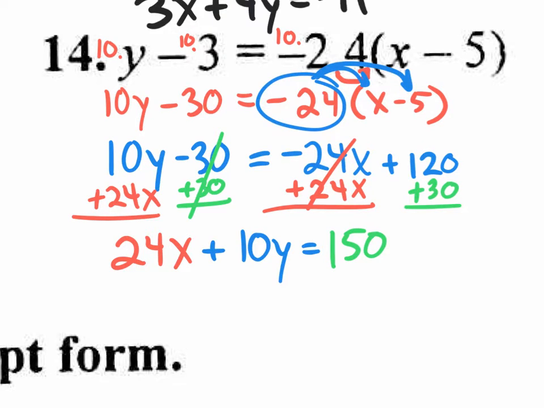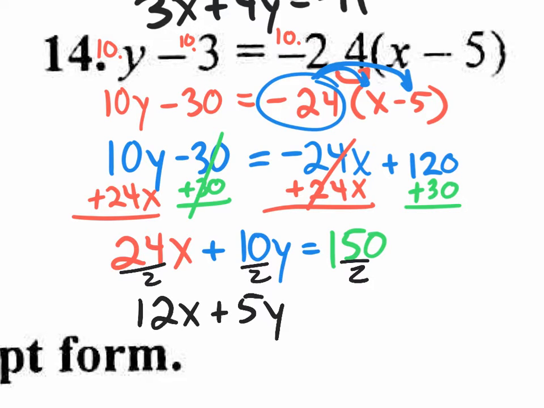Okay. Now, if you look at the back, you're not going to see this equation as your solution, because I know right off the bat that 24, 10, and 150, those are all even numbers. So I can make this equation look nicer by dividing everything by 2. If there were a greater value to divide by, then you would do that greater value. But right here, let's just divide everything by 2. Divide by 2, divide by 2, divide by 2. You'll have 12x plus 5y equaling 75.